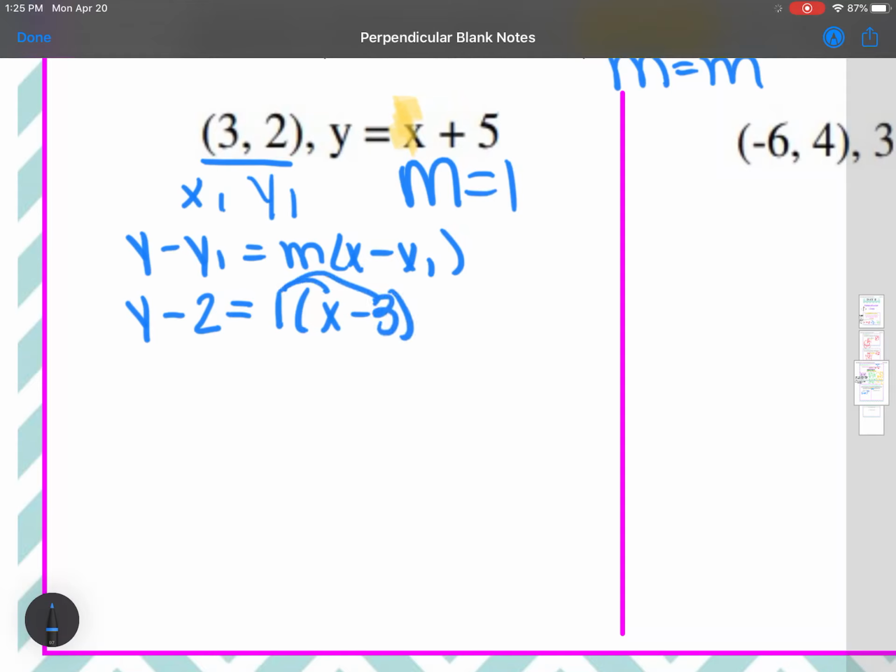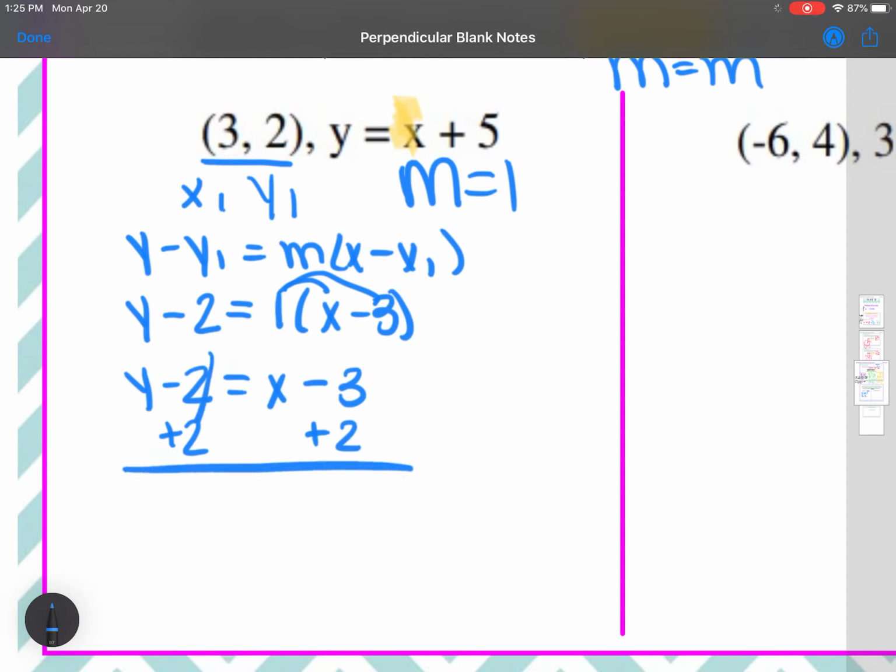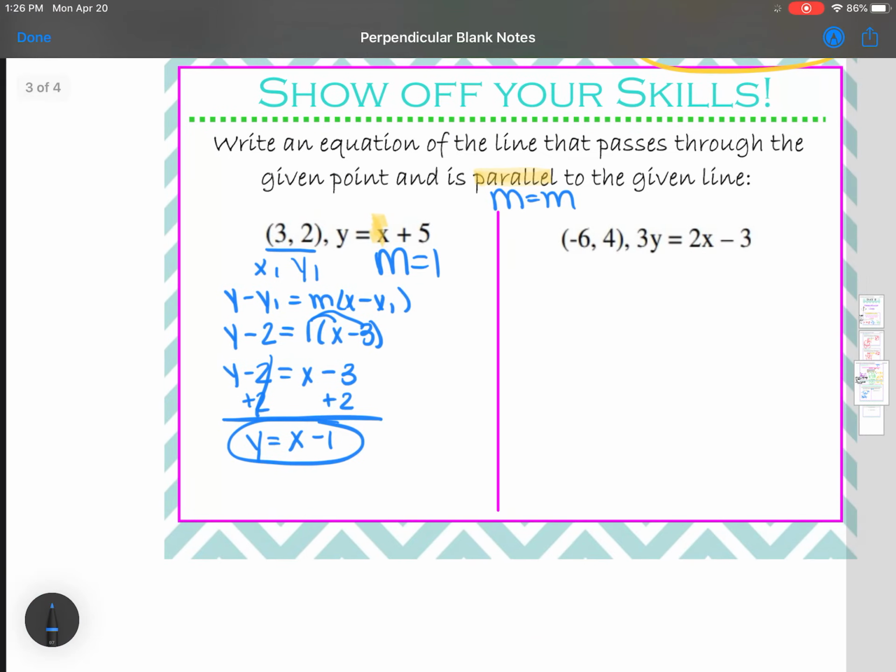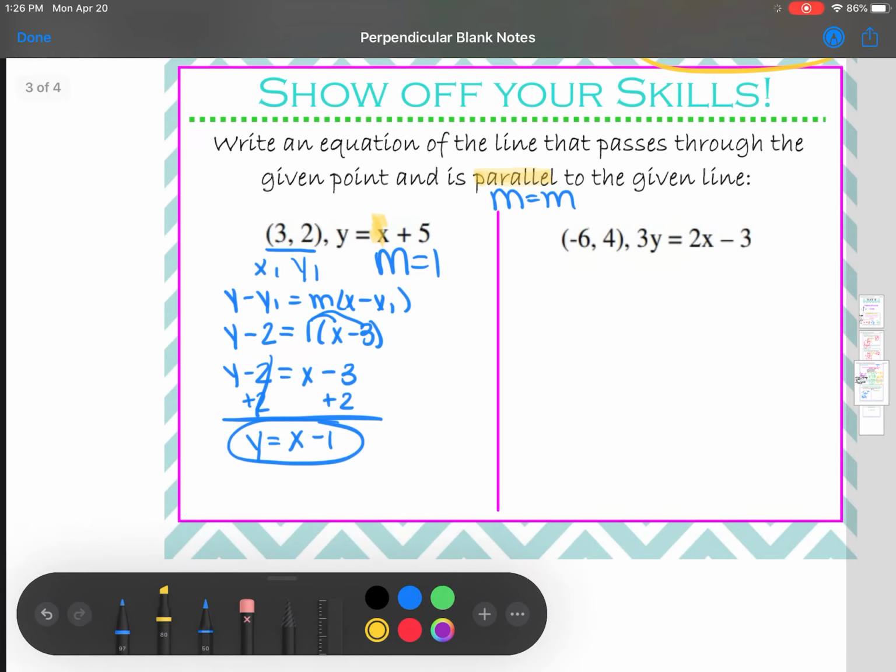Next step, I'm going to distribute. So y minus 2 equals 1 times x is x. 1 times negative 3 is negative 3. Last step, I'm just going to add 2 to both sides. Nice and simple. Y equals x, negative 3 plus 2 is negative 1. So y equals x minus 1. Nice and easy. All right.